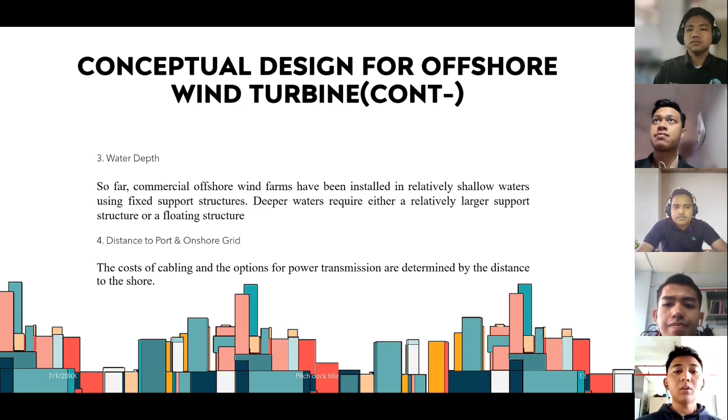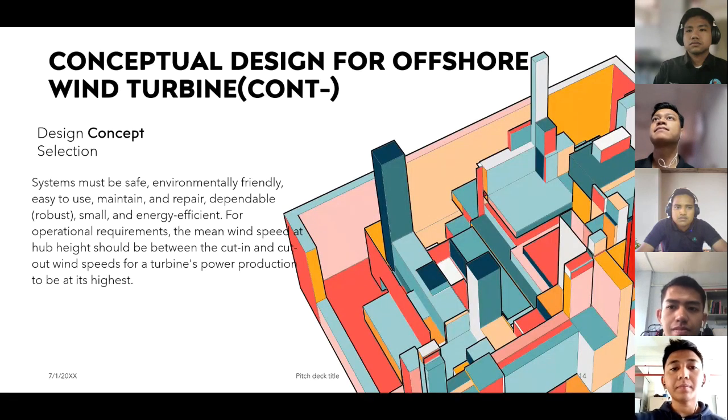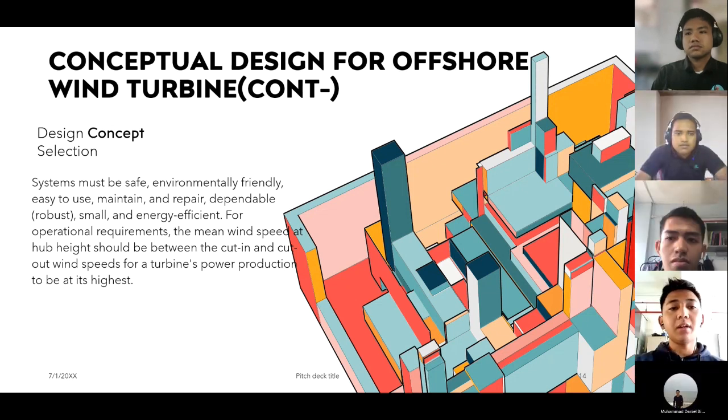Fourth, distance to the port and onshore grid. The cost of cabling and the option for power transmission are determined by the distance to the shore. Next, the conceptual design section. The system must be safe, environmentally friendly, easy to use and maintain, dependable, robust, small, and energy efficient. For operating requirements, the mean wind speed at hub height must be between the cut-in and cut-out wind speed for turbine power production to be at its highest.